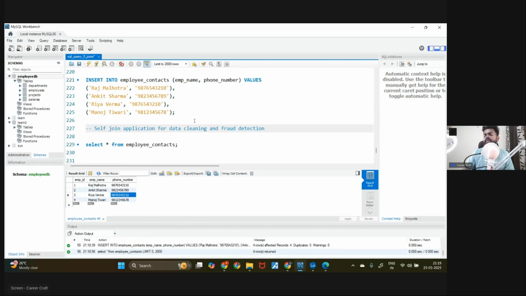Please go ahead and write the logic. Please try it out.